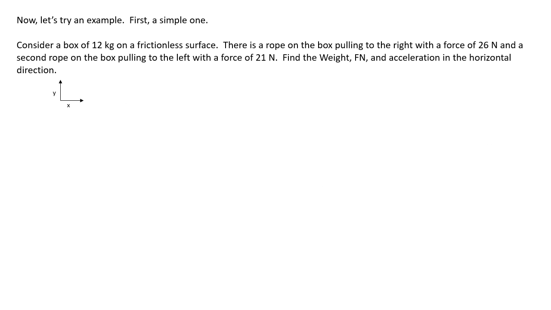So let's try an example. Here's a simple one. Consider a box of 12 kilograms on a frictionless surface. There is a rope on the box pulling to the right with a force of 26 newtons, and a second rope on the box pulling to the left with a force of 21 newtons. Find the weight, the normal force, and the acceleration in the horizontal direction.